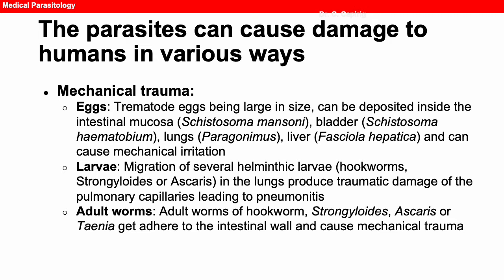Adult worms can also cause mechanical trauma. Examples are hookworms, Strongyloides, Ascaris, or Taenia, which adhere to the intestinal wall and cause mechanical trauma.